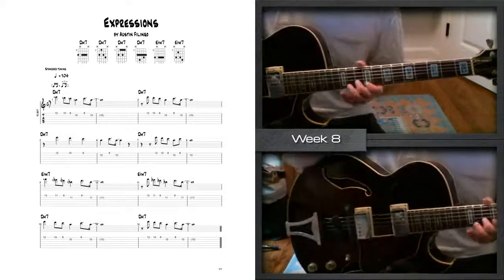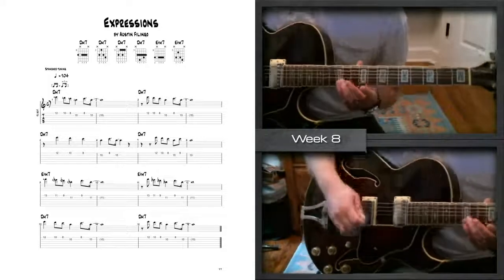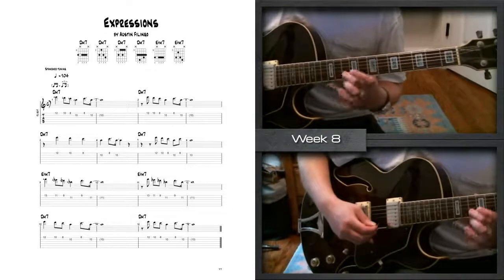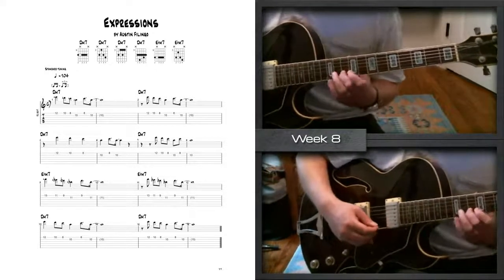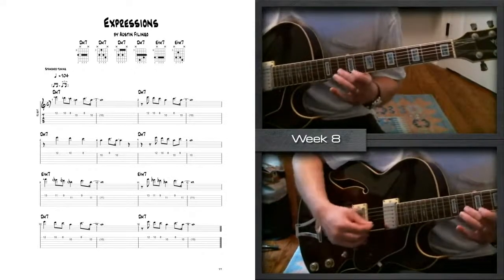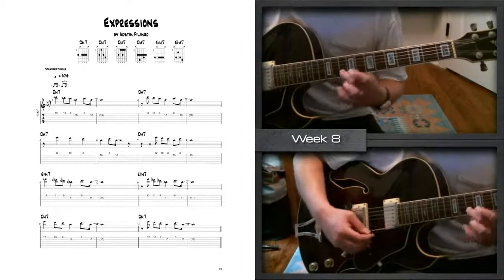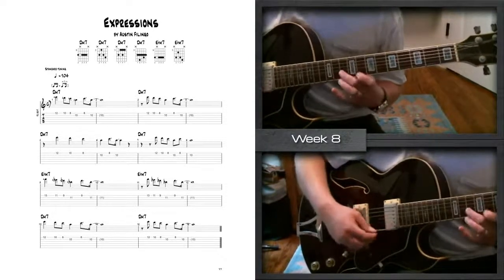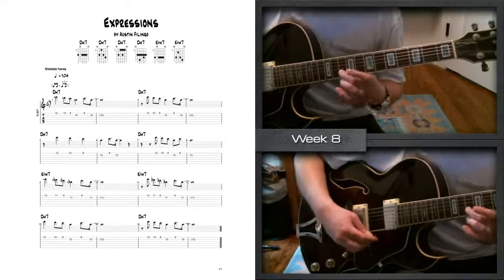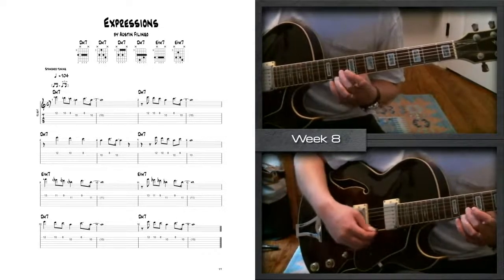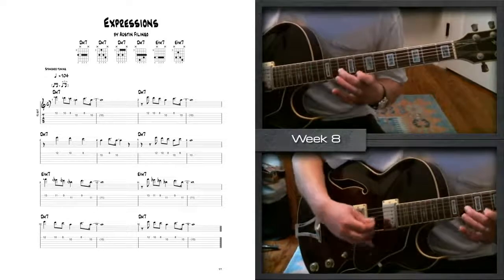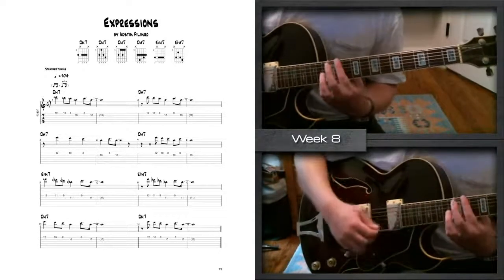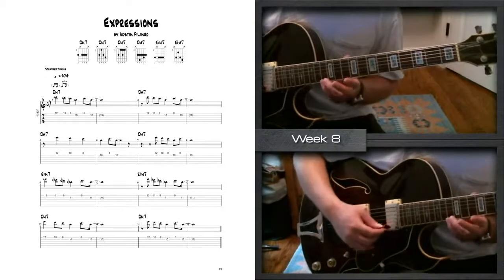The hard part is you've got to count to displace the rhythm, right? 1, 2, 3, 4, 1, 2, 3, 4, 1, and 2, and 3, and 4, and. Now just move up a half step for the E flat minor.